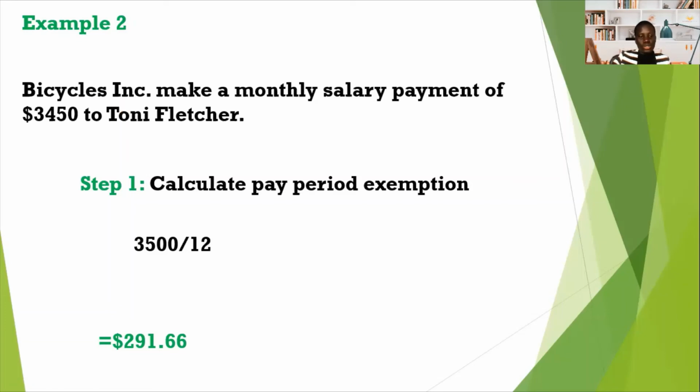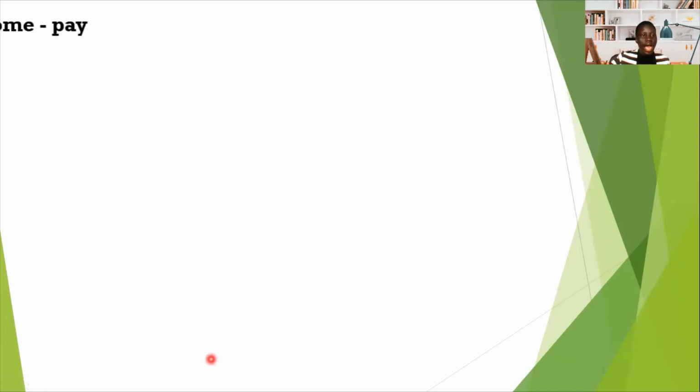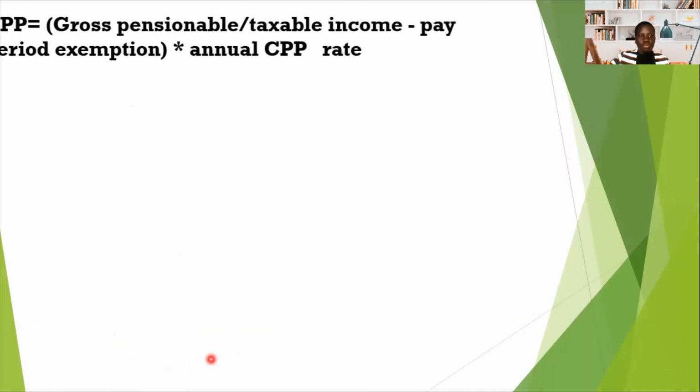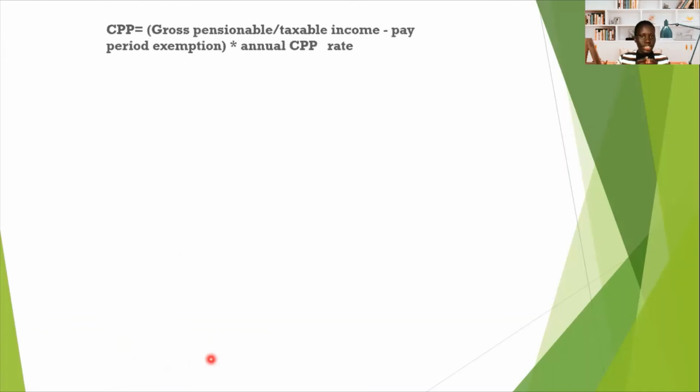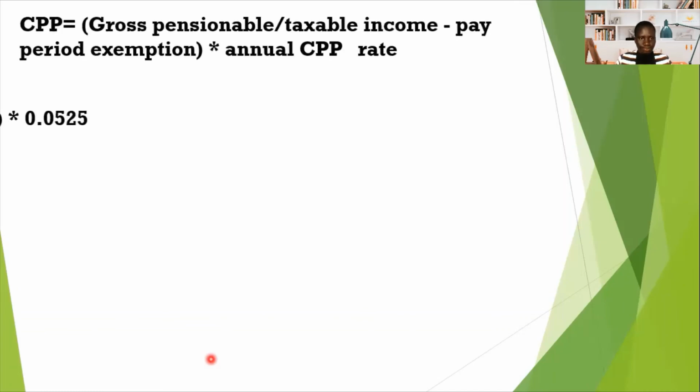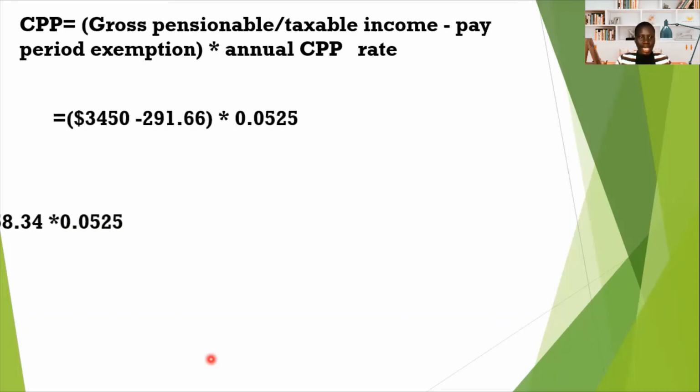Pay period exemption, you get 3,500 divided by 12 pay periods, and you will get an exemption of 291.66. So the next step is how to calculate the CPP, because we now have the components. CPP will be the gross pensionable income or taxable income minus the pay period exemption, and then times the annual CPP rate, right?